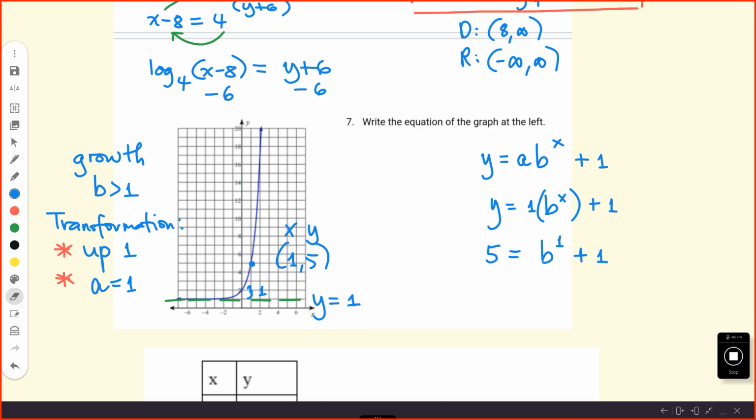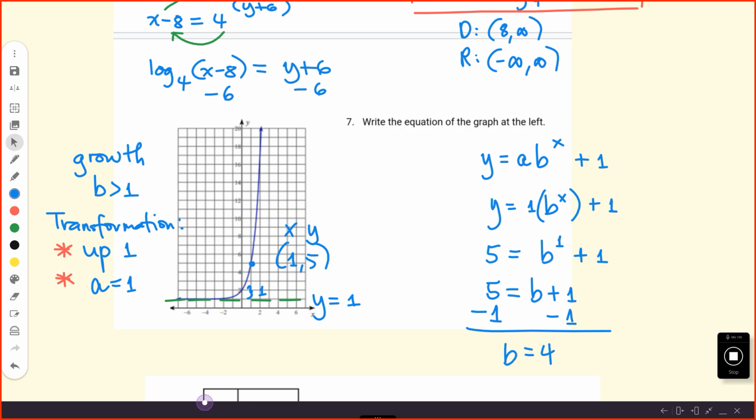Got it? Okay, so what is b to the 1? It's just b. So I can write this as 5 equals b plus 1. So minus 1, minus 1. So what is the base? 4. So since the base is 4, then we can use that to write the final equation. Got it? So what's the final equation? y equals 4 to the x plus 1.